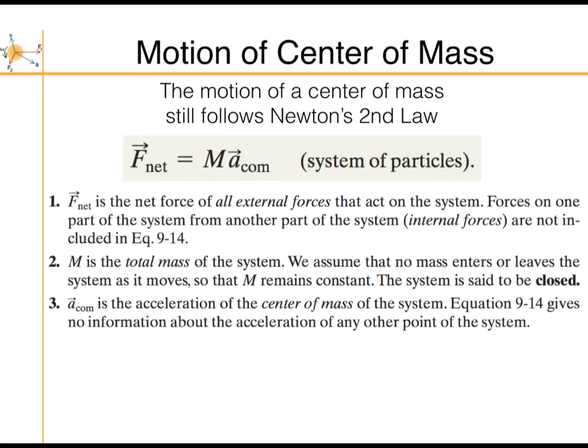And it turns out that the motion of a center of mass still follows Newton's second law. So if I have the center of mass of an object or a bunch of particles, then the center of mass of that collection still follows Newton's laws, including Newton's second law. So F net is the net force of all external forces acting on the system. So those are forces from outside. If there's any forces between the particles inside the system, they don't affect it. It's only external forces. And capital M is the total mass of the system, and a COM is the acceleration of the center of mass of the system.